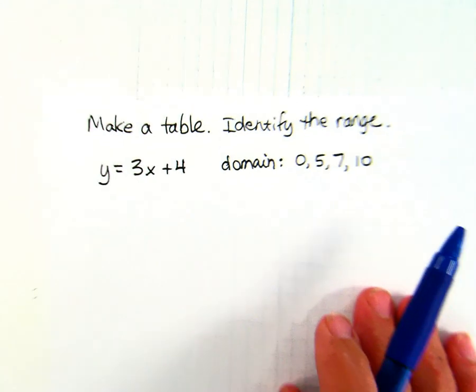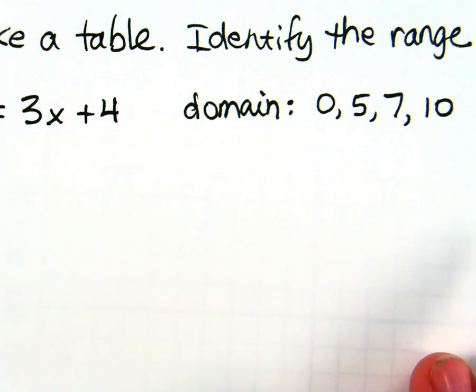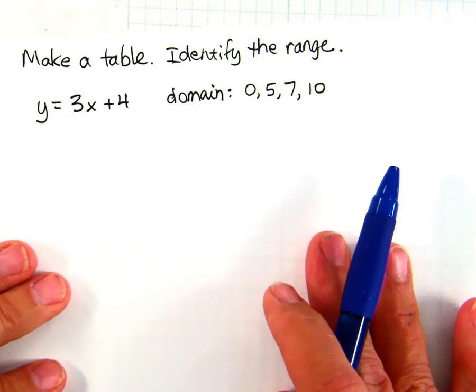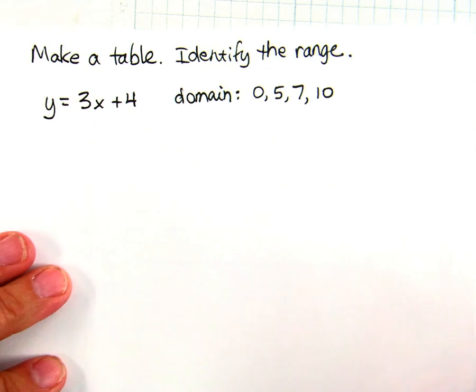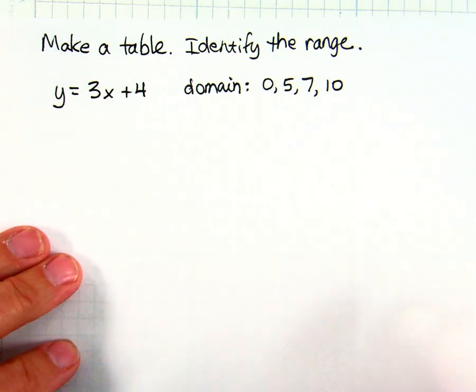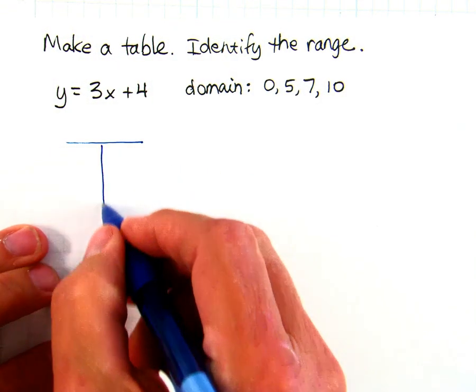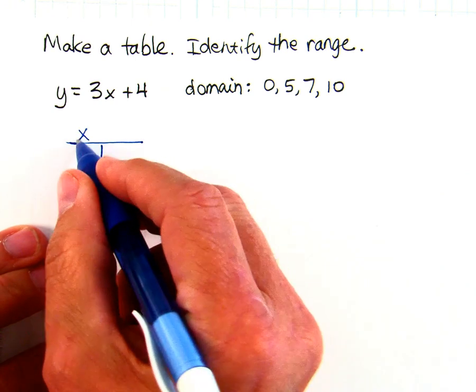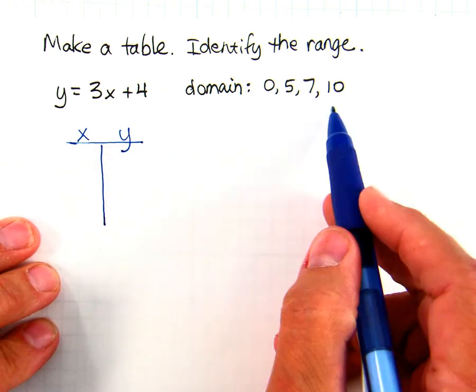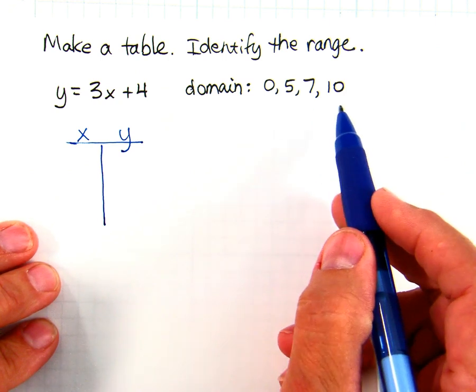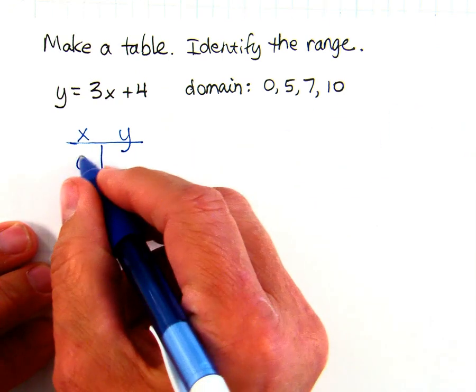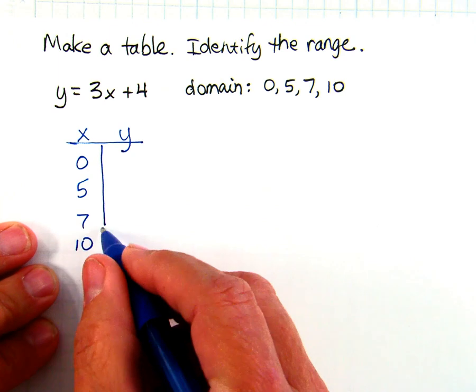Okay, so now we're asked to make a table of this function and to identify the range. So we're going to make the table only for the domain as it's given here. So let's make a table. Make a little T-chart. It can either be vertical or horizontal. It doesn't matter. I'll make this one vertical. Our 2 variables are x and y. The domain that we want is 0, 5, 7, and 10. Those are the only ones we want. We don't want others, although there might possibly be some.